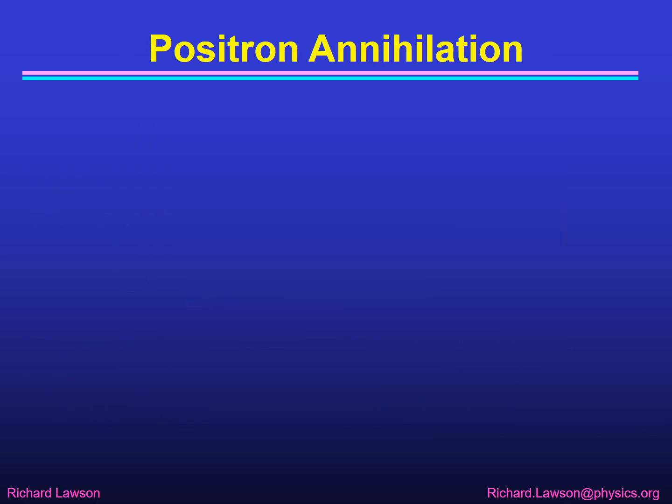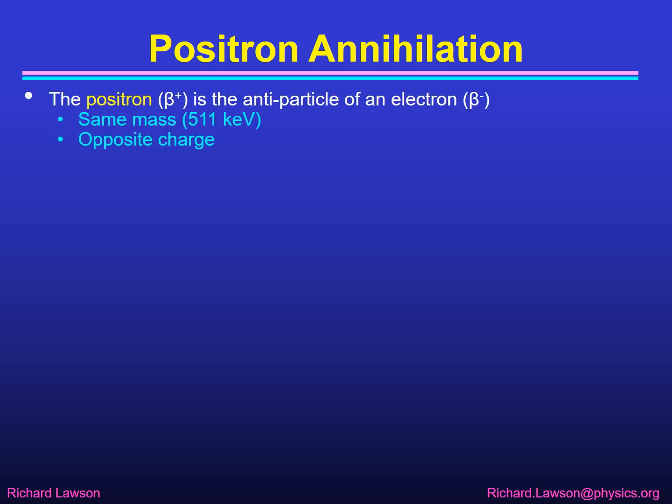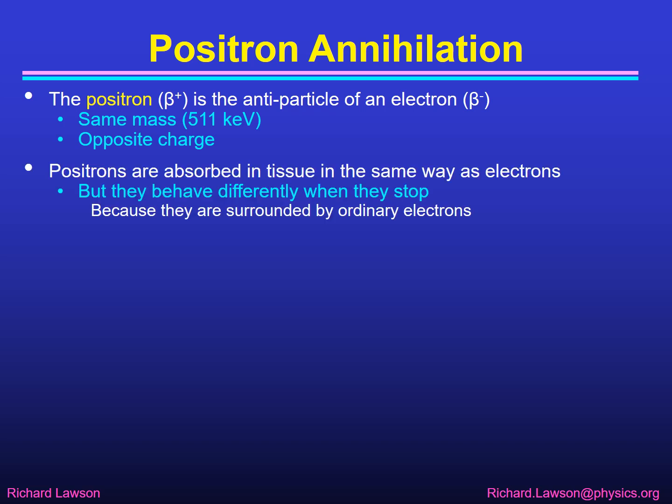Now we have to consider what happens with positrons, which is the anti-electron, because it's the antiparticle of the electron with the same mass, 511 keV, but an opposite charge. It has a positive charge instead of a negative charge. That means that positrons pass through tissue in the same way as the electrons. They produce ionization in exactly the same way as I've just shown you.